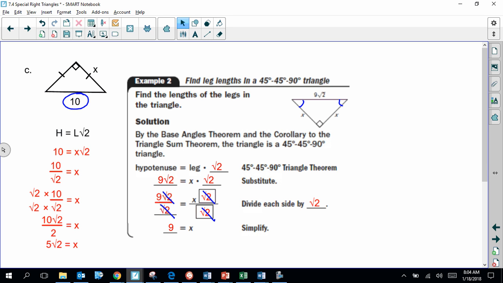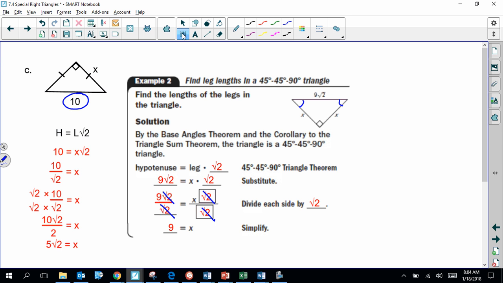Substituting 10 for the hypotenuse and x for the length of the leg, we get 10 is equal to x times the square root of 2. And we're going to divide both sides by the square root of 2, just like what we did in example 2. So on the right side, square root of 2 over square root of 2 simplifies to be 1, so 1 times x is just x. Now on the left side of the equal sign, we have 10 divided by the square root of 2. And this is where a lot of us are going to be tempted to stop.